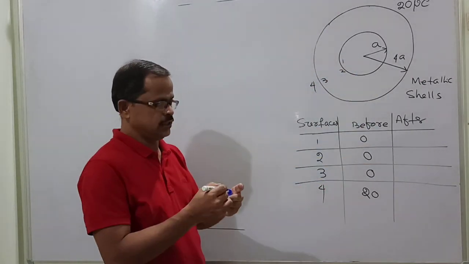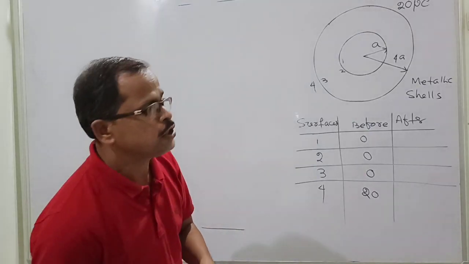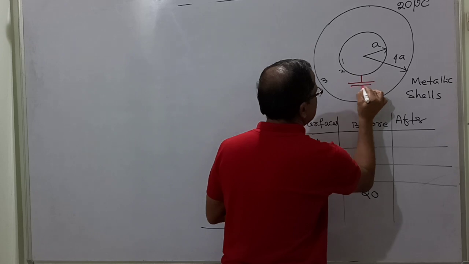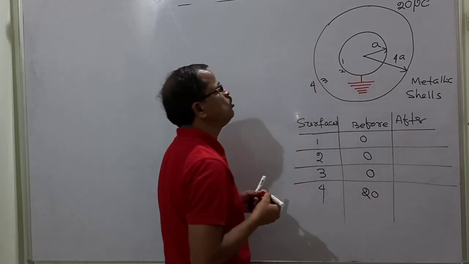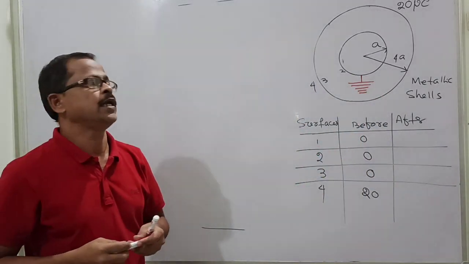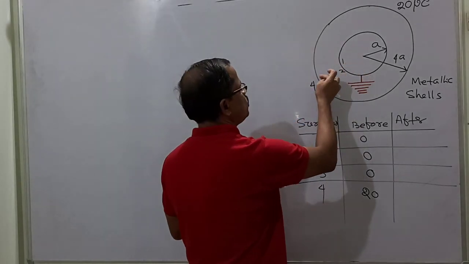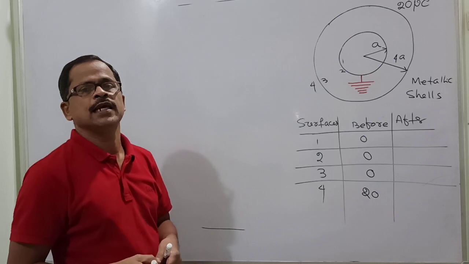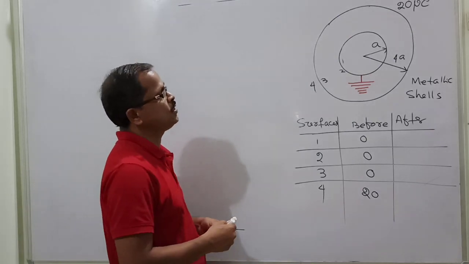Now the question is: if the inner sphere is earthed, what will be the charges on all the surfaces 1, 2, 3, 4? This is a very interesting problem, frequently asked in different examinations. So that is why let us solve it.